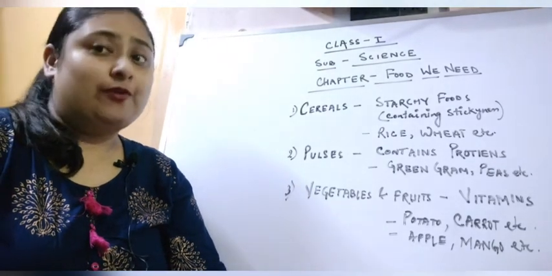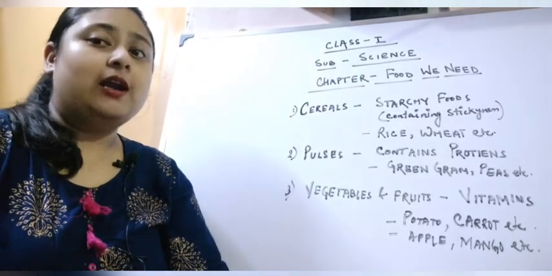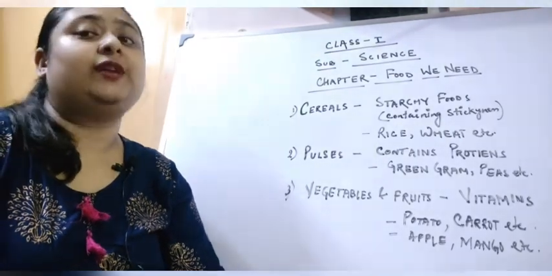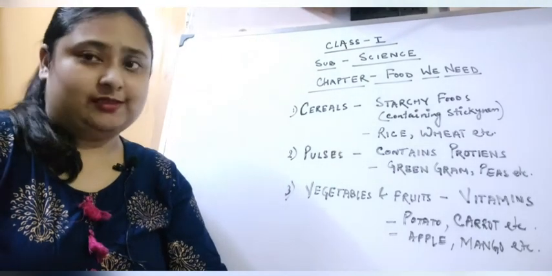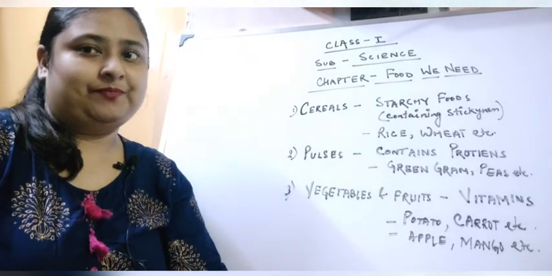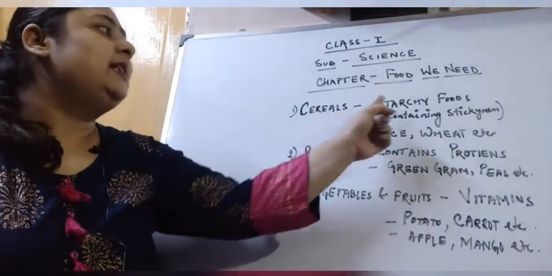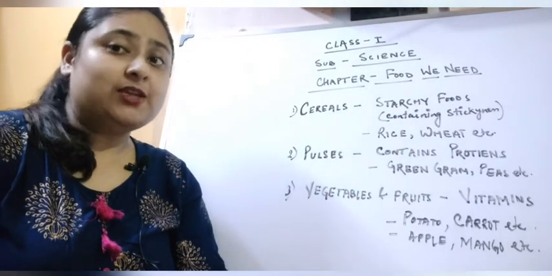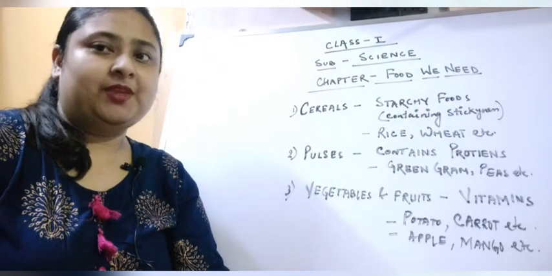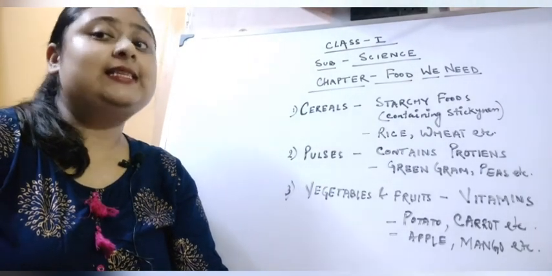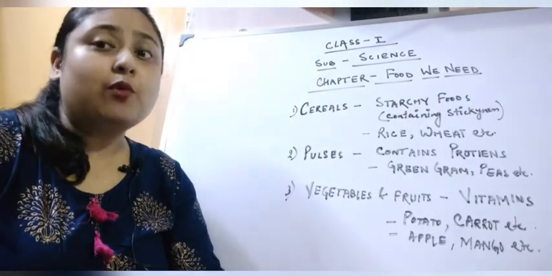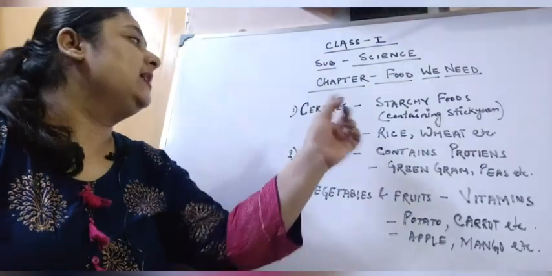Children, I have already told you that cereals are the food materials that give us energy. The maximum of the energy that we get is from cereals. These are called staple food because we eat them in maximum amount. So, cereals are starchy food. Now children, what do you mean by starchy food? Starchy means the presence of starch, that is stickiness. Any food item which contains stickiness, that is known as starchy food. That means it contains carbohydrates. So they are called cereals.